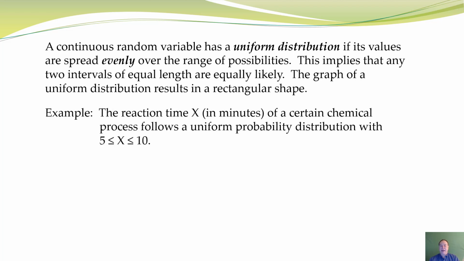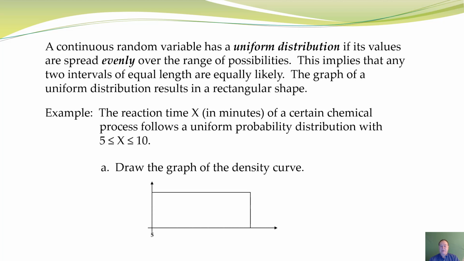The reaction time x in minutes of a certain chemical process follows a uniform probability distribution with x greater than or equal to 5, less than or equal to 10. So first we would draw our horizontal axis, draw our vertical axis, draw a rectangle. The rectangle is going to go from 5 to 10. Now the total area inside the rectangle is going to equal 1. Now, how does this split up for the height? That's the next thing we want to do, get the height of the rectangle.